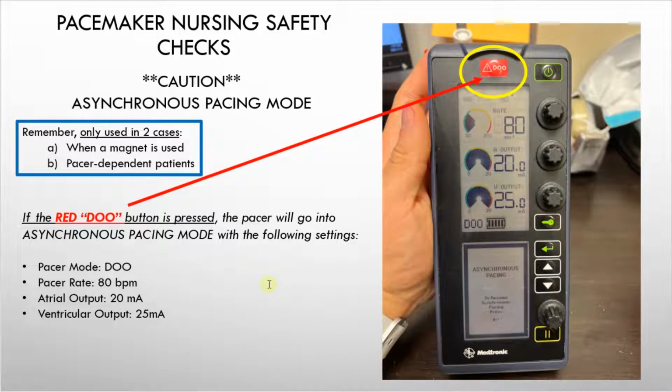Which brings us to the DOO button. So once the DOO button, the asynchronous mode is pressed, there is a mode that the pacemaker will go on. So the rate is at 80. Okay, the atria will be paced at 20 milliamps, which is maxed out, as you can see here from the dial right here, and the ventricle is also going to be paced at max power here, which is why this is the mode that the pacemaker is going to pace at max power and it's not going to sense.